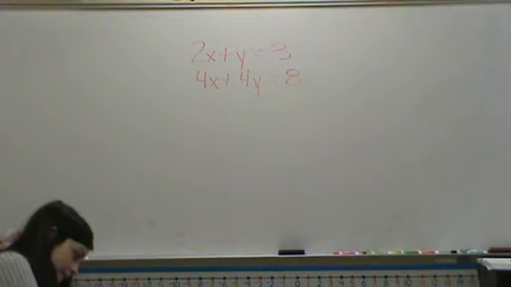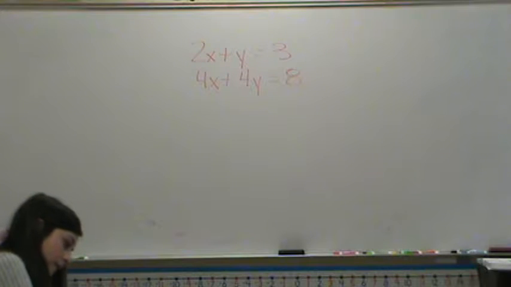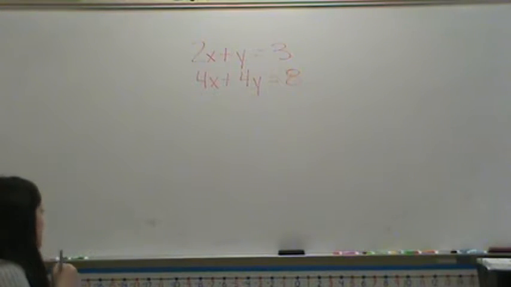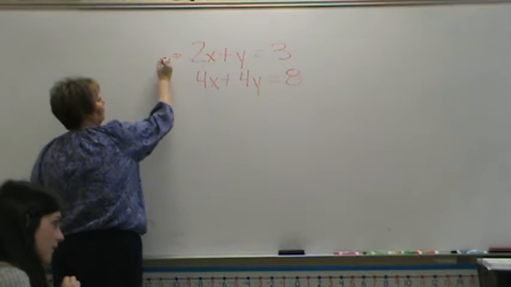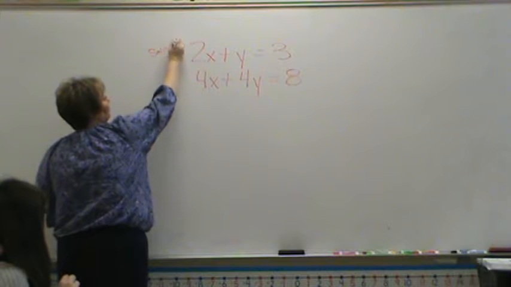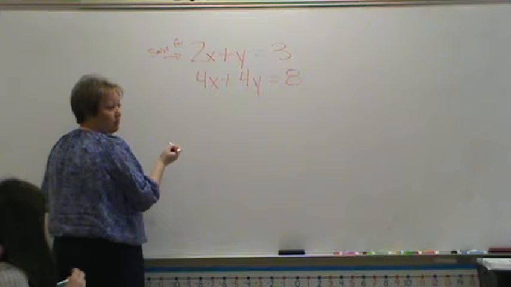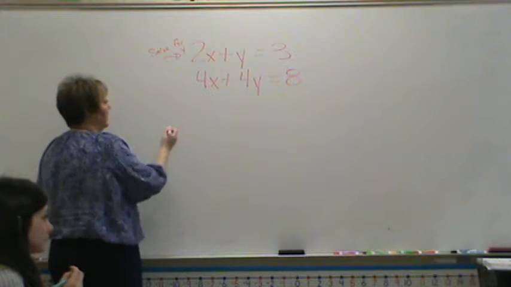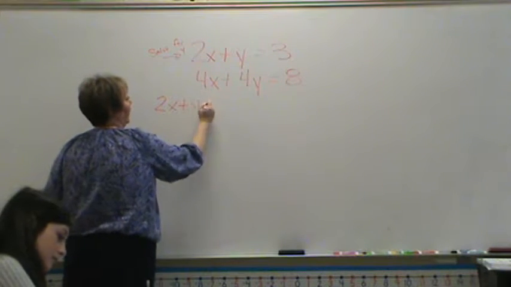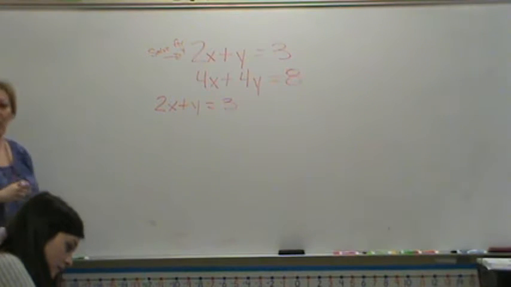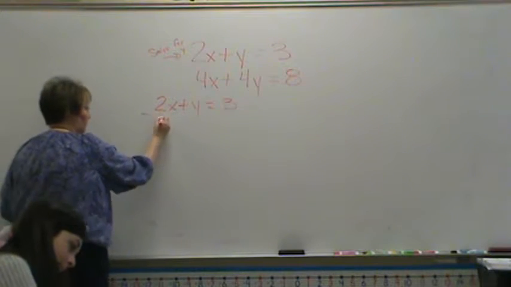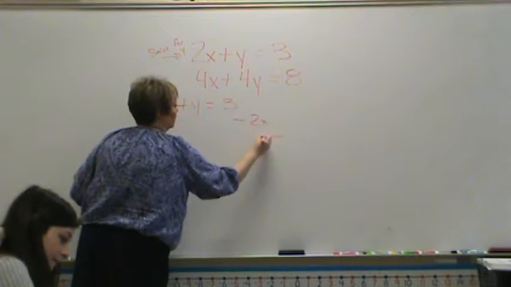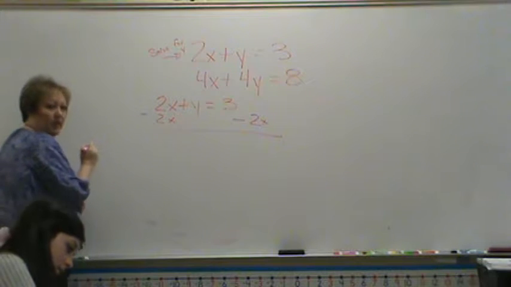We don't have an equation solved for one of the variables. So, do y'all see one that looks like it would be pretty easy to solve for? The first one. What do I want to solve it for? Solve for y. Okay, so I got 2x plus y equals 3. How do I solve it for y? Okay? Then what?